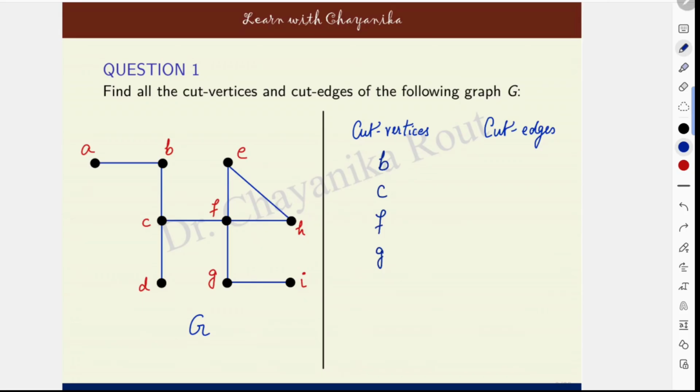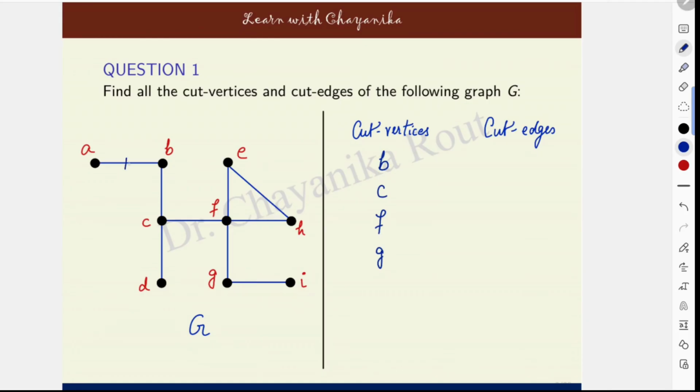Next we come to the edges. As discussed in the previous lecture, we know that if an edge in a graph is part of some cycle, then it is not a cut edge. If it is not part of any cycle, then it is a cut edge. So using that property, we will decide whether an edge of this graph is a cut edge or not.